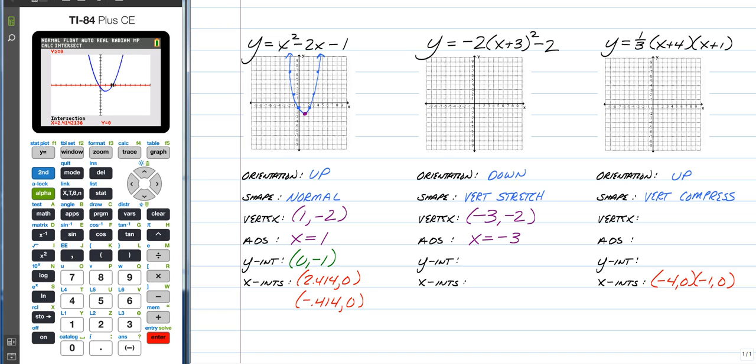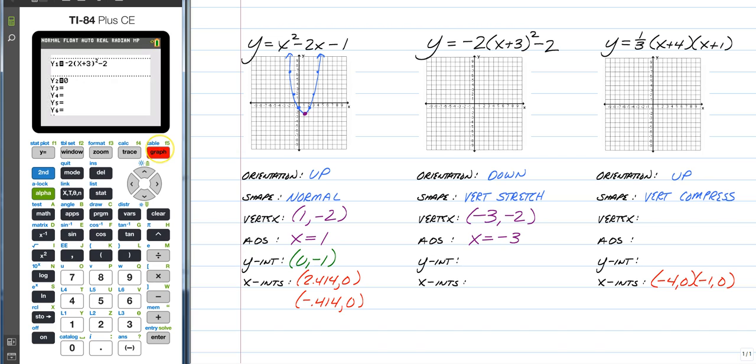Now the second example here, we have another graph, and we would go to y equals again, and we would just change y1. We want to leave the 0 in y2, and we would have a negative 2, parentheses, x plus 3, quantity squared, and then minus 2. And remember, we were already able to state what the vertex and the axis of symmetry are. But of course, if you were unsure, you can always find the maximum or the minimum just to double check to make sure you're right.